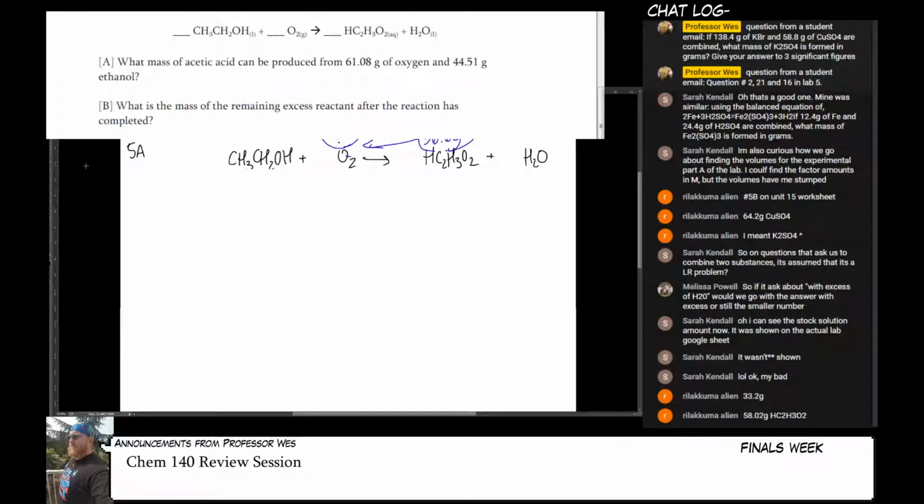So we're going to do 56.6 grams of acetic acid, which I will turn into moles of acetic acid.